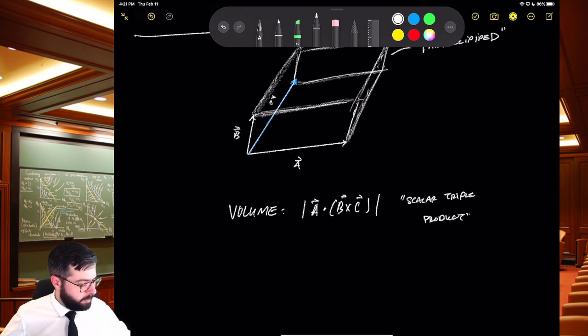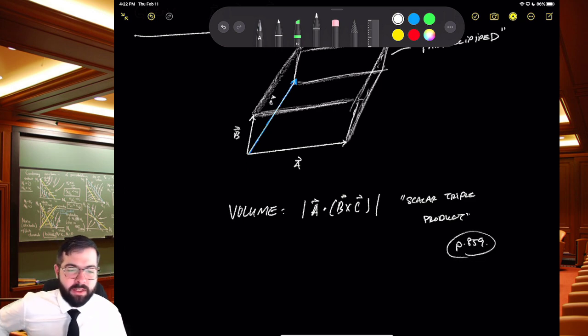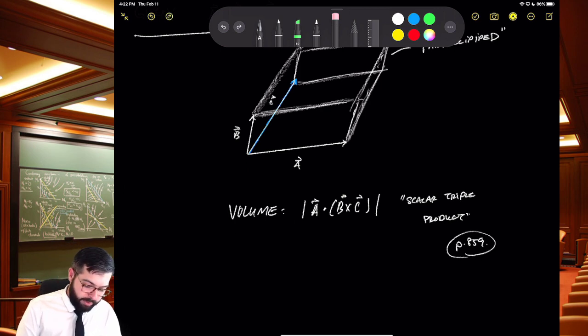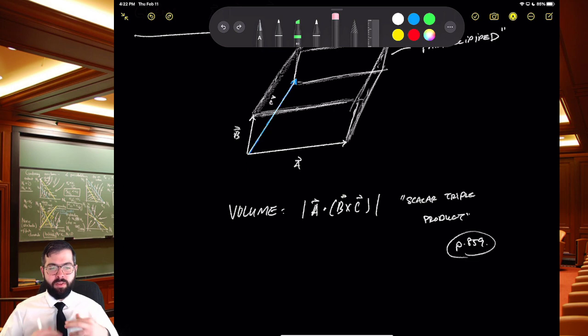There might even be a proof of this in the text. Yeah. Page 859. There's a brief coverage. If I have time, I want to actually show you guys this thing, so I'll make a separate video for it. But for now, the volume of this is the magnitude of this. Obviously, the volume would be negated if the order is reversed on the cross product.